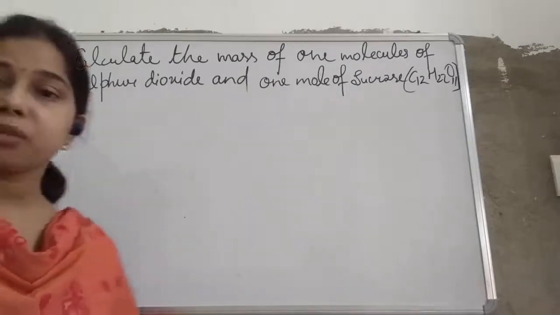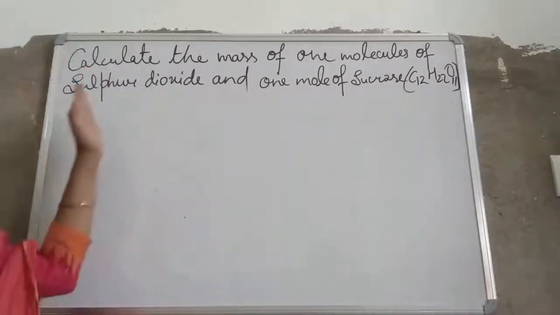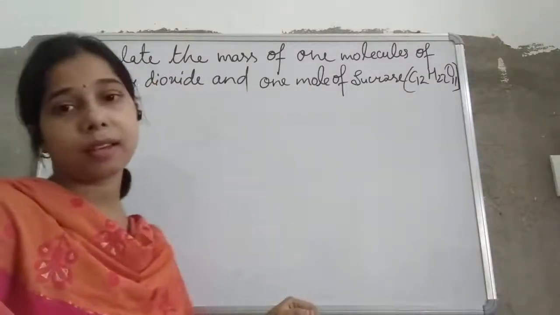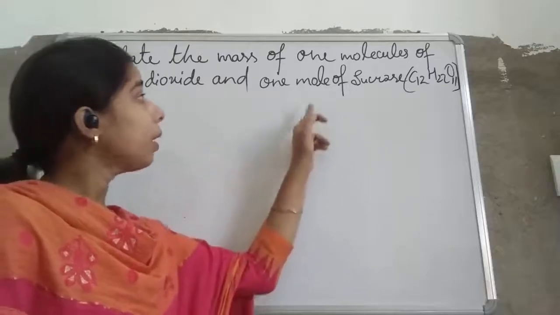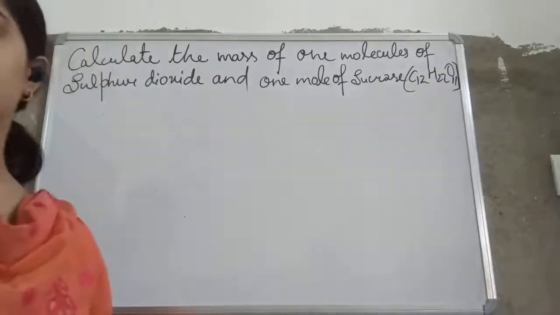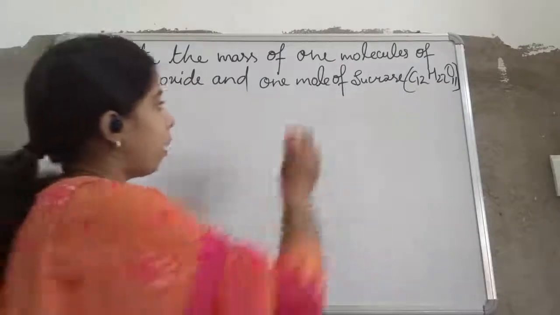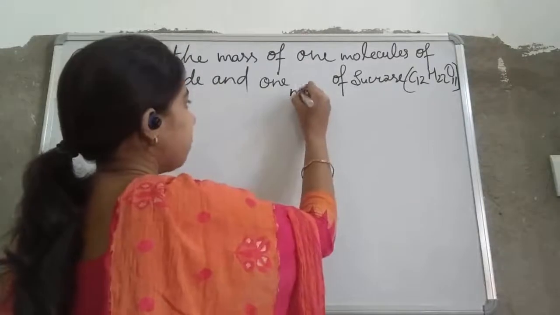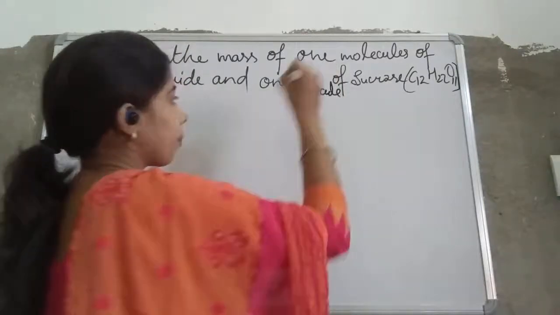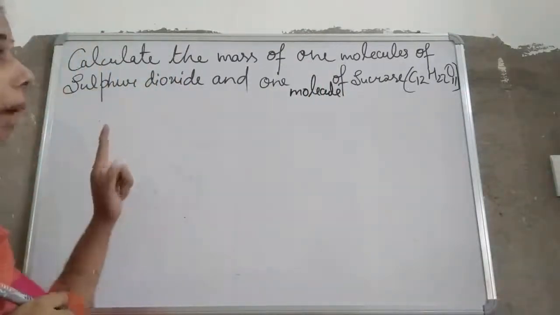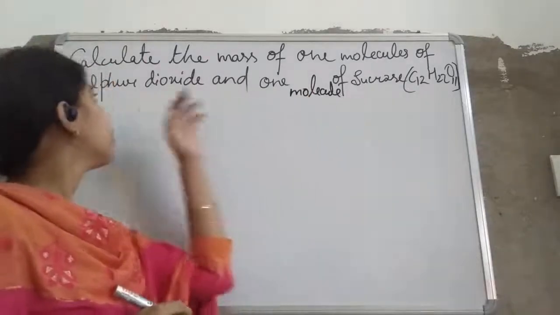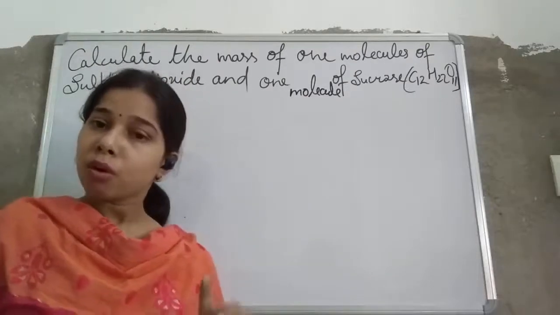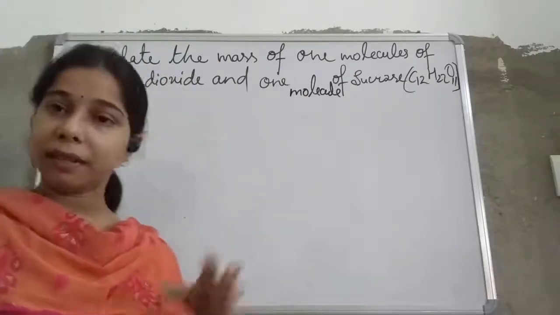Now I see the next question, students. Next question is, calculate the mass of one molecule of sulfur dioxide and one molecule of sucrose. Here it is not mole but one molecule. Okay, so we have to find the mass of one molecule of sulfur dioxide and one molecule of sucrose. So what we will do, we will find the masses individually.